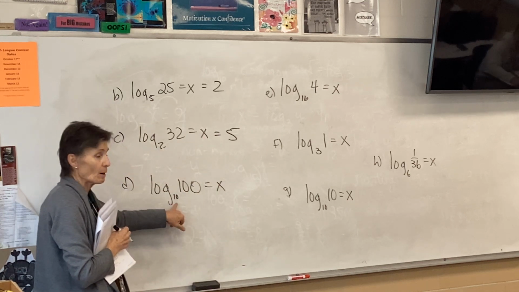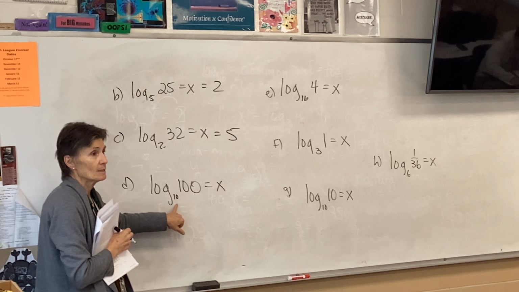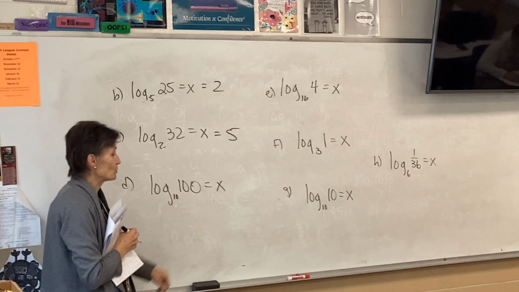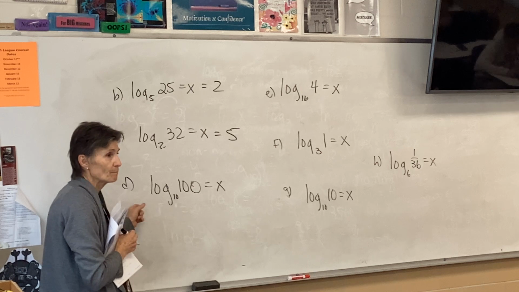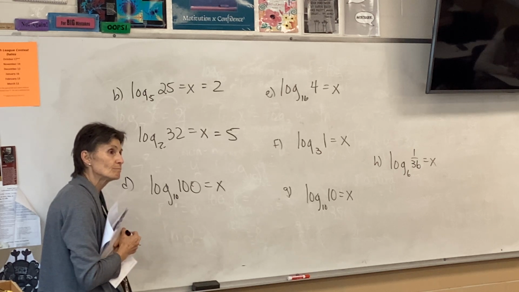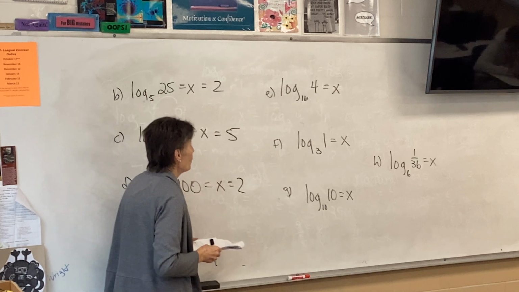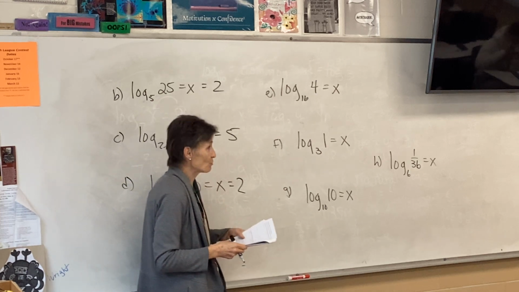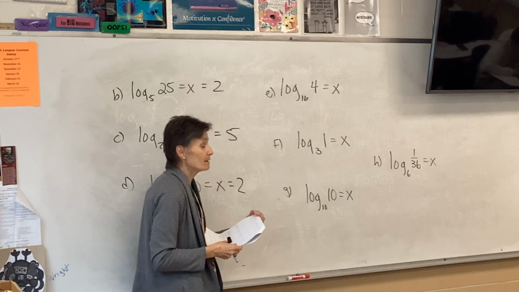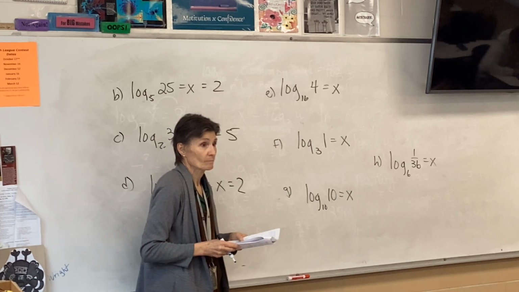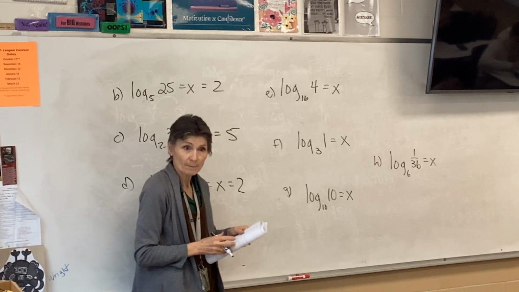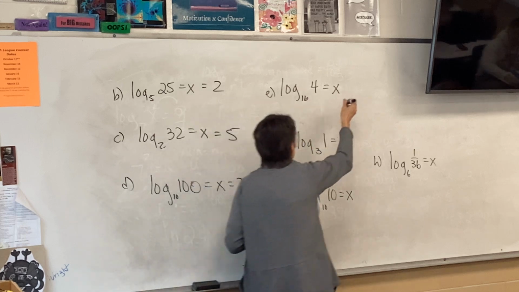Now, for D, I went ahead and stuck my 10 in there. So, Jacob Gillard, what'd you get for D? Yeah. Perfect. 10 squared is 100. Yep, perfect. Oh, now we're more interesting here. Anybody get an answer to E? What'd you get? 1/4. 1/4?